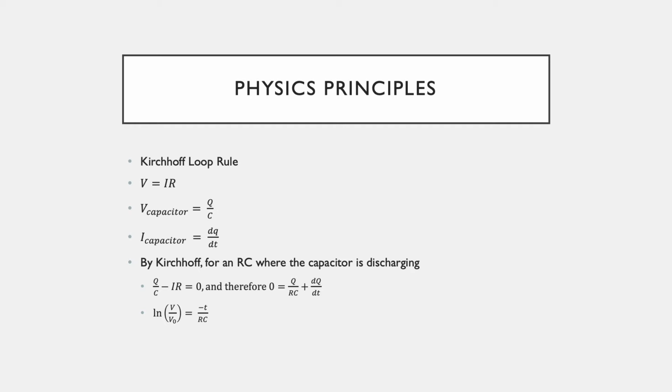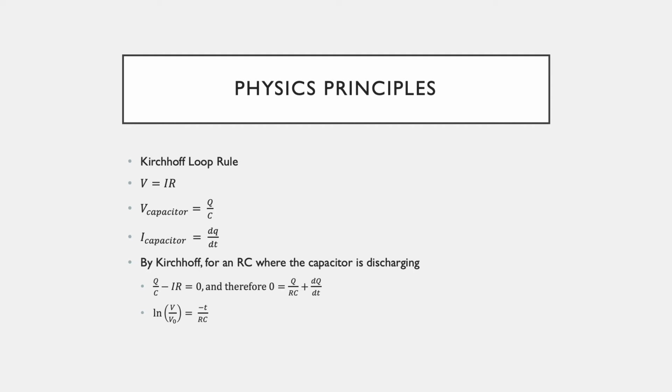The fourth important physics principle at play here is that the current flowing into or out of the capacitor is equal to negative dQ over dt. Combining all of these ideas, by the Kirchhoff loop rule, for a resistor capacitor circuit where the capacitor is discharging, Q over C minus IR equals 0, as those are two voltages that together must be equal to 0 if they themselves form a current loop, and therefore Q over RC plus dQ over dt equals 0. That is simply substituting various terms that we've listed before into the equation we just created.